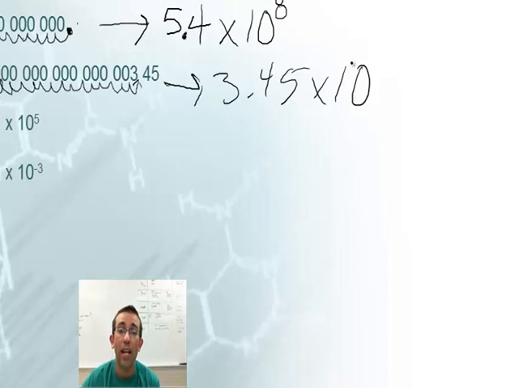This time though we moved to the right. So we still put 15 down, however, if you're moving the decimal place to the right, you put a negative there, so times 10 to the negative 15th. Alright, this is called scientific notation.